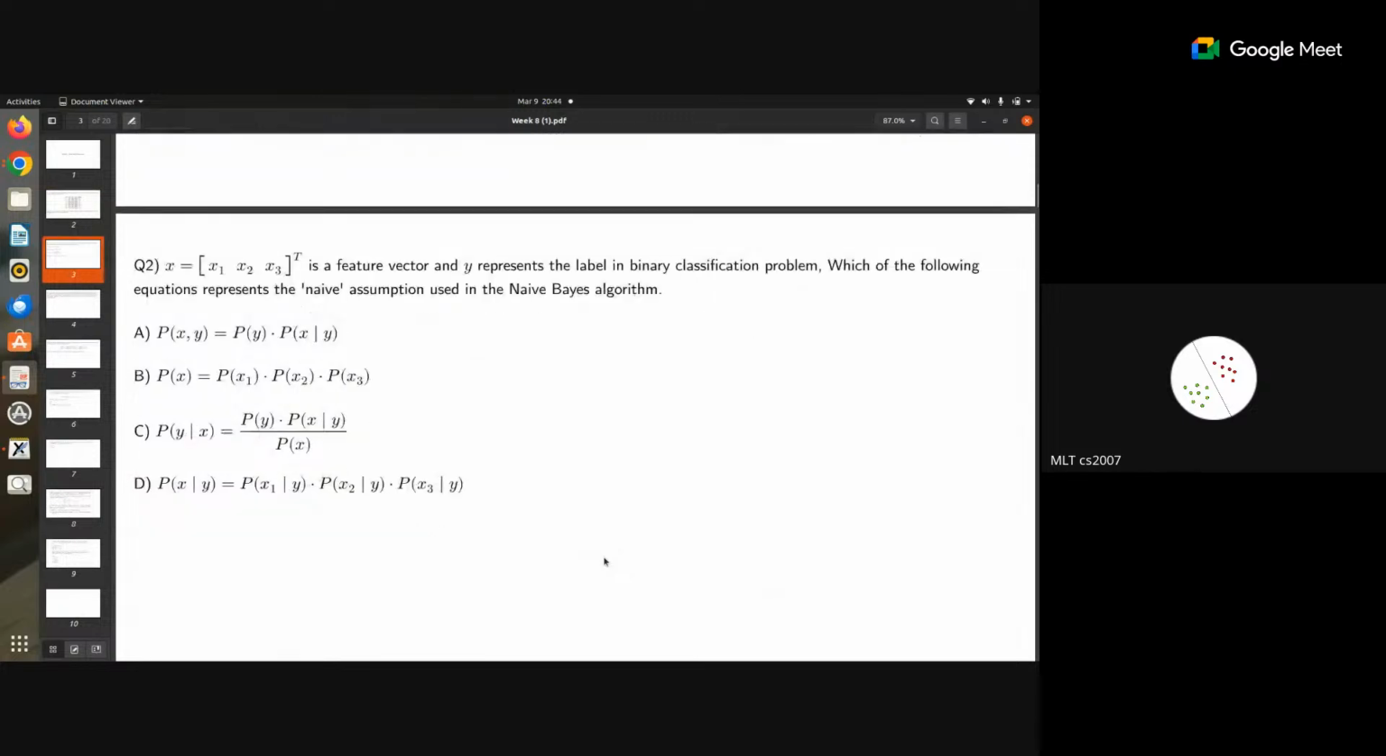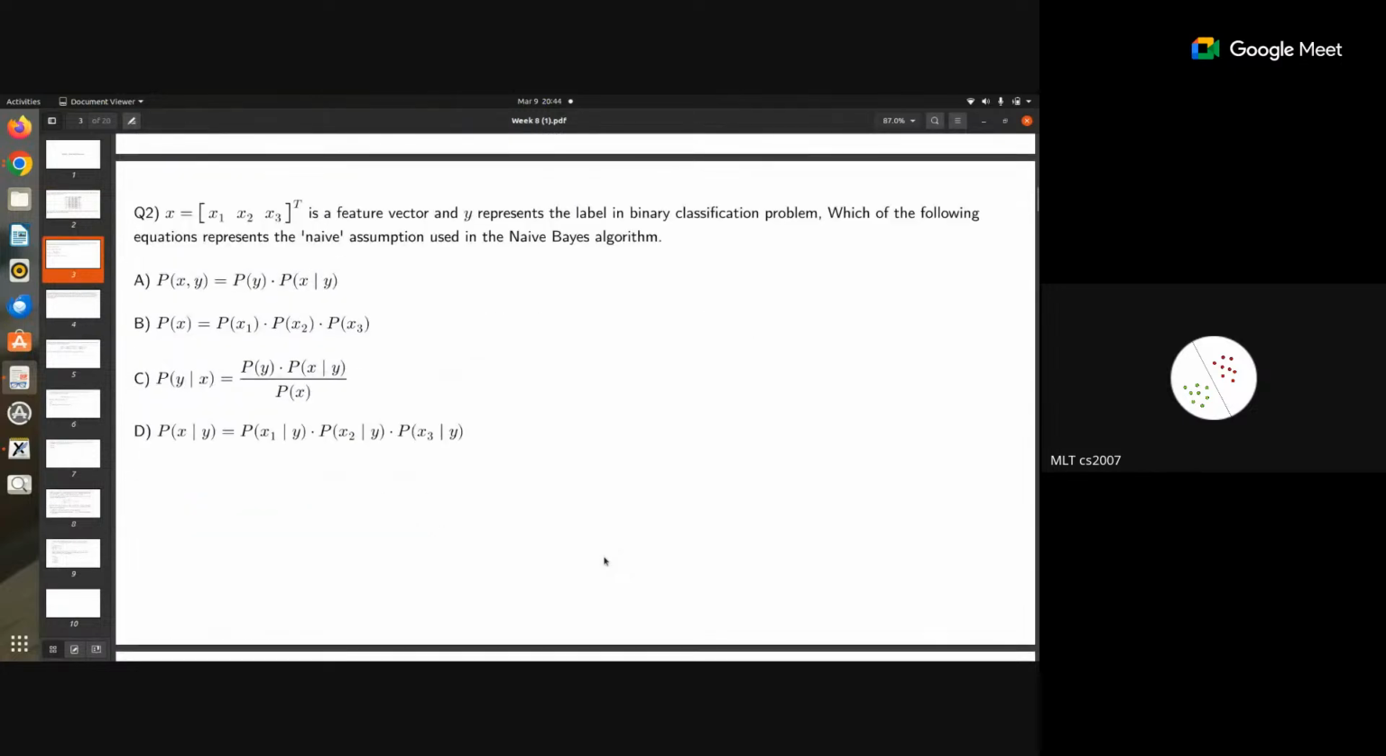Okay, let's do the second question. x is (x1, x2, x3) transpose, a feature vector, and y represents the label in the binary classification problem. Which of the following equations represents the naive assumption used in naive Bayes theorem?